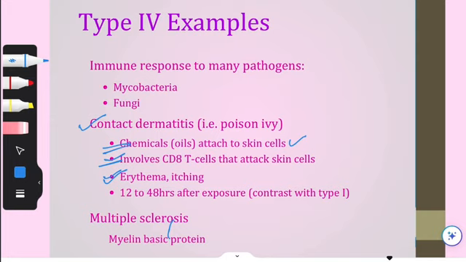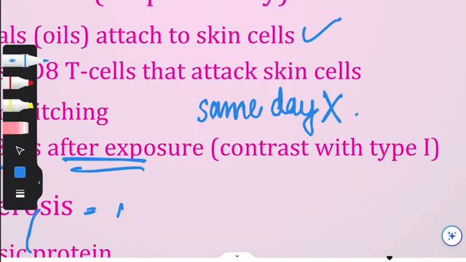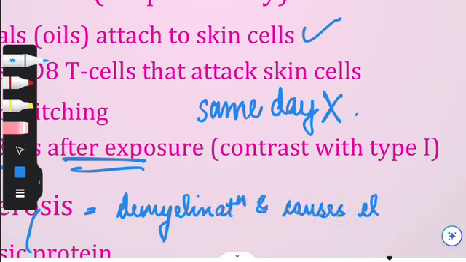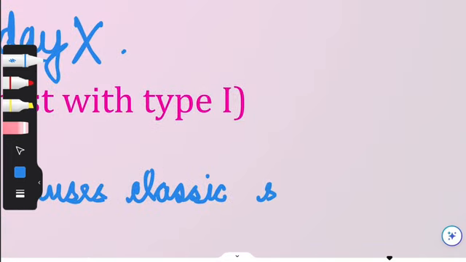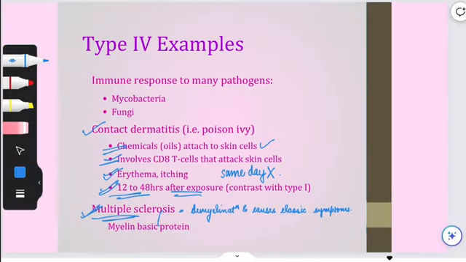Another disorder that's believed to be a type 4 hypersensitivity reaction is multiple sclerosis. The pathogenesis of this disease is poorly understood, but it's believed that type 4 hypersensitivity reactions to myelin basic protein are one of the mechanisms that lead to demyelination and cause neurologic symptoms.